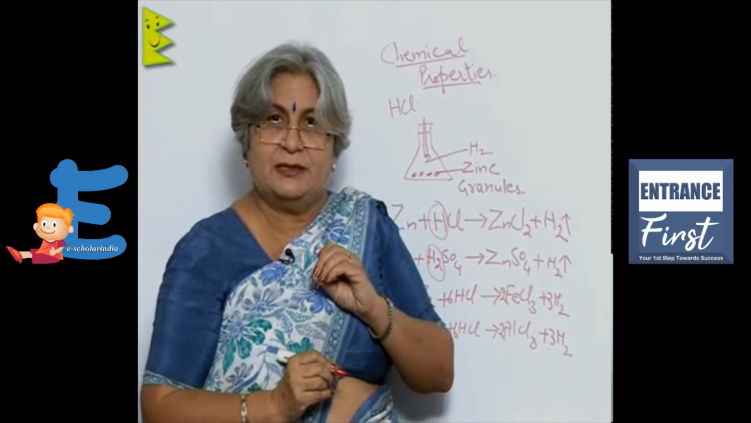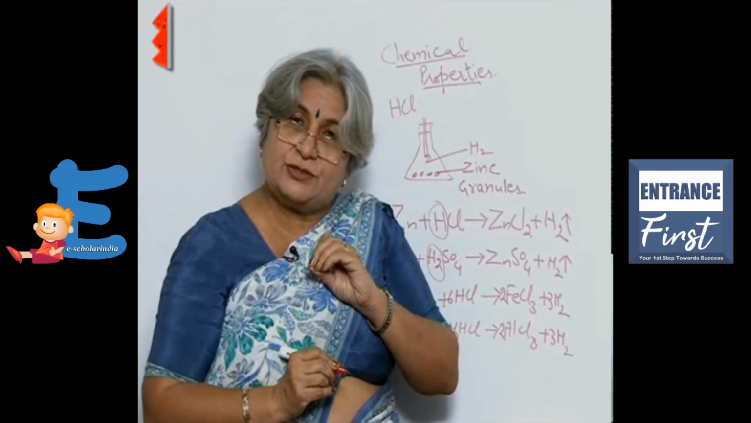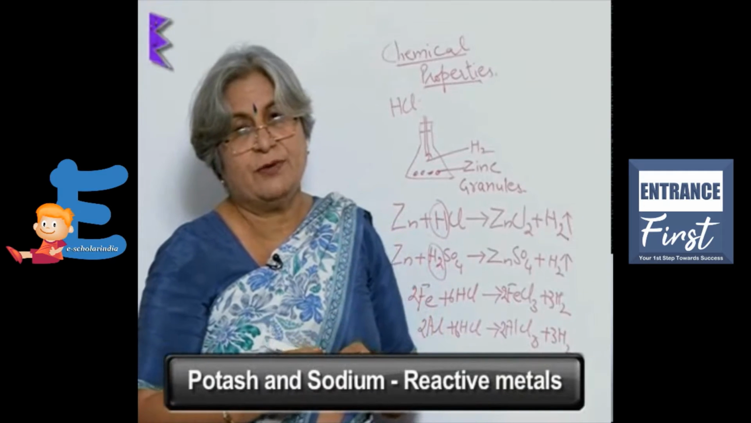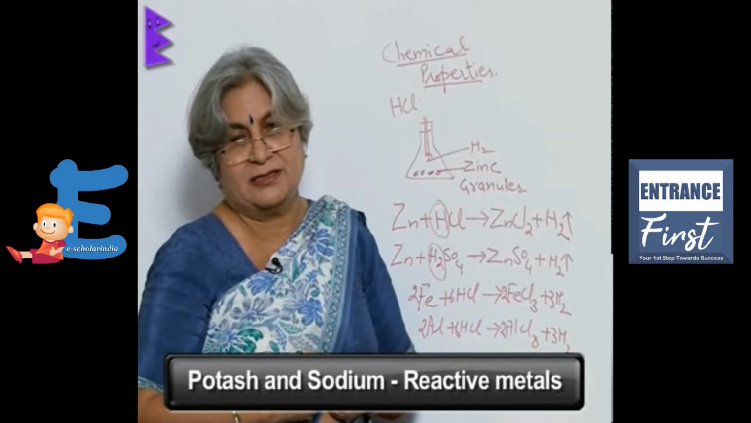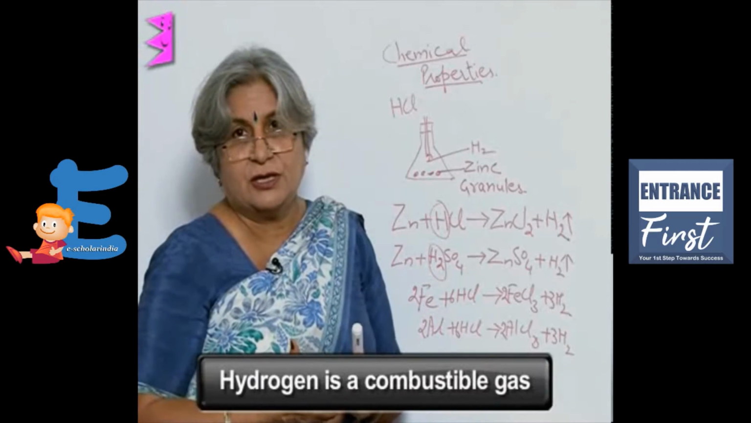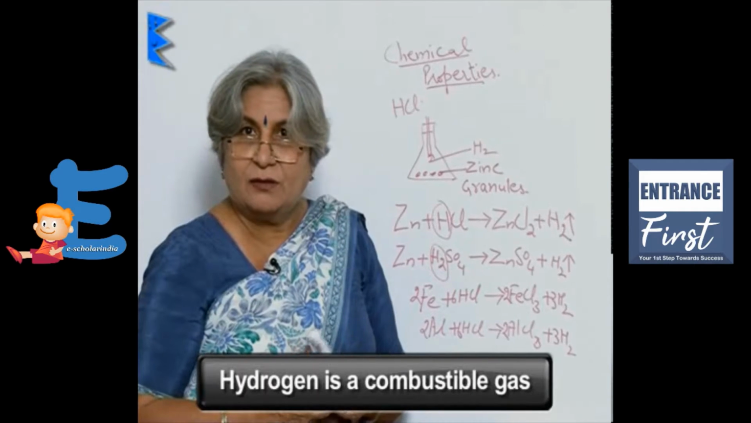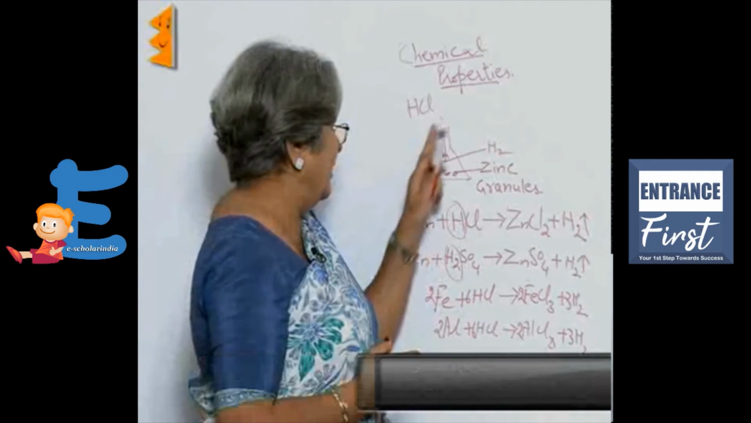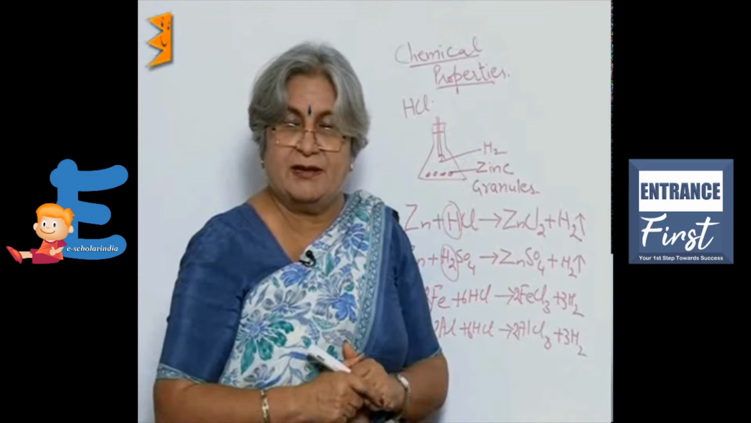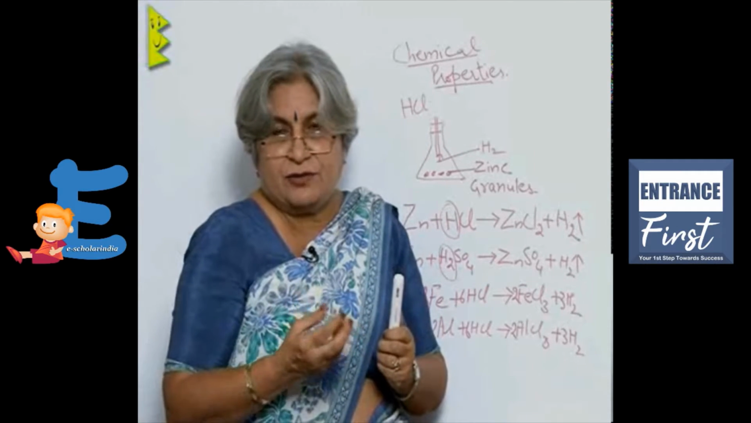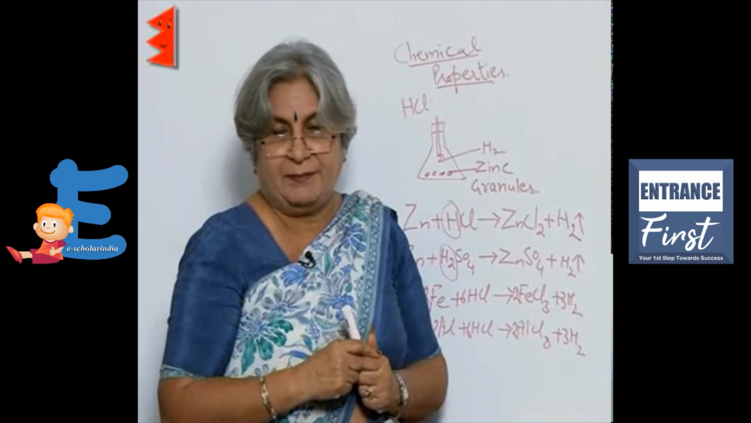Now for example, why we don't ever use sodium for lab preparation of hydrogen? Because sodium and potassium are very reactive metals. The reaction will be very vigorous and the hydrogen produced can catch fire. Why? Because hydrogen is a combustible gas. Even here, when we brought the flame near it, there was a sound of pop. If there is enough hydrogen, it can even burn with a blue flame.